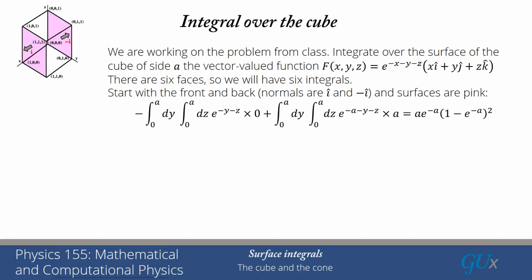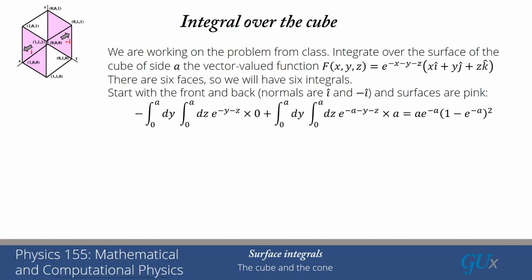The integral from the front, when I take the dot product of i with i I get 1, so that's going to give me an x. x on the front is equal to a, so I'm going to get an integral over dy and dz, because those are the area elements. Both integrals will run from 0 to a. e to the minus a minus y minus z times a, because I have to set x equal to a, because that's the equation for the front face.